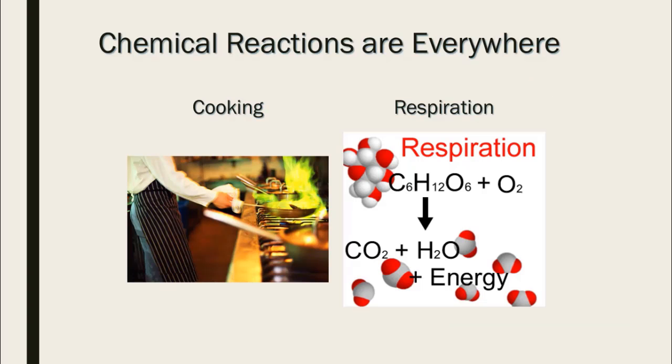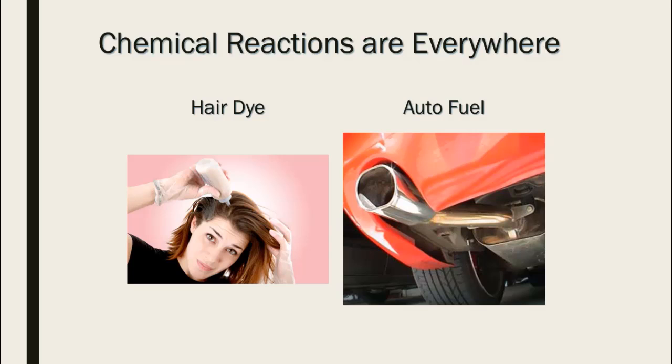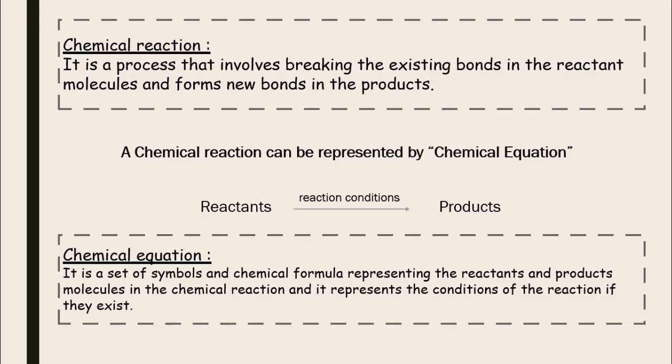Before we start, we have to know that chemical reactions are everywhere around us, in cooking, in respiration, in hair dye, in auto fuel. A chemical reaction is a process that involves breaking the existing bonds in the reactant molecules and forming new bonds in the products. So, to make a chemical reaction, we have reactants and we have products.